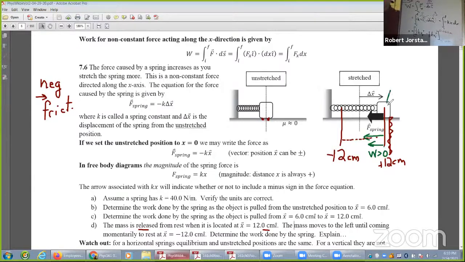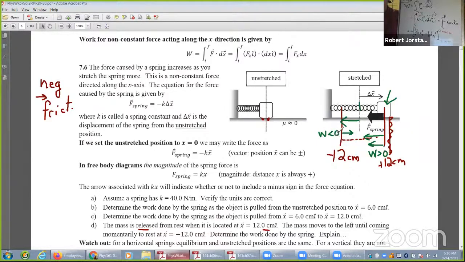Again, we're starting here and we're releasing it. It's going to go towards the center. As soon as you cross the center, you're going to keep moving this way, but the spring is going to push the other way. I hope you agree that the work is now less than 0.